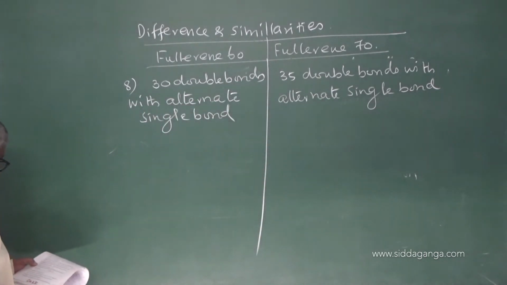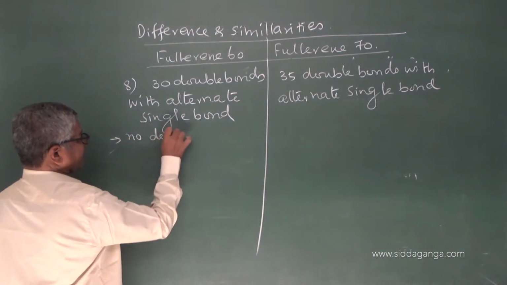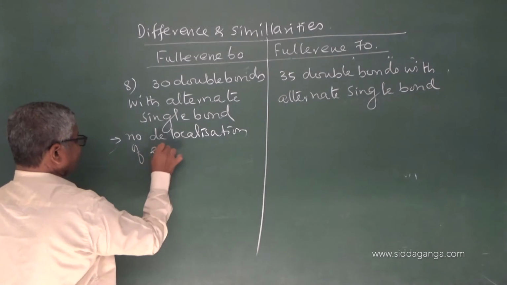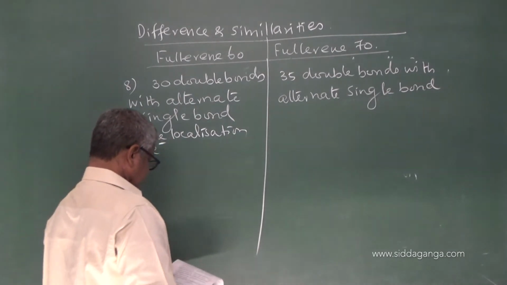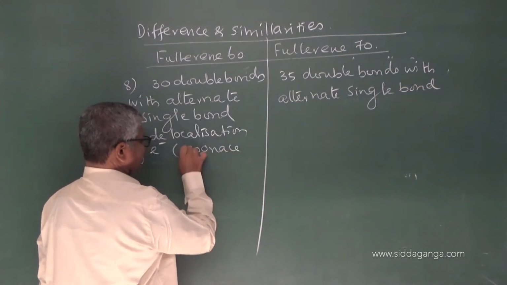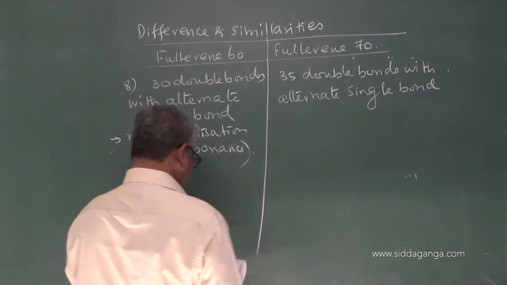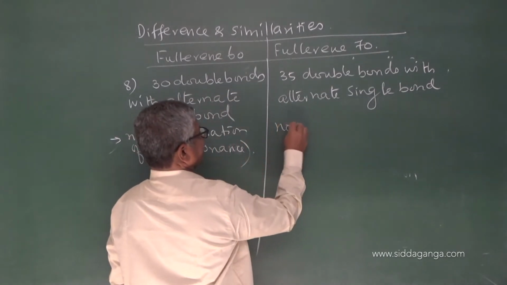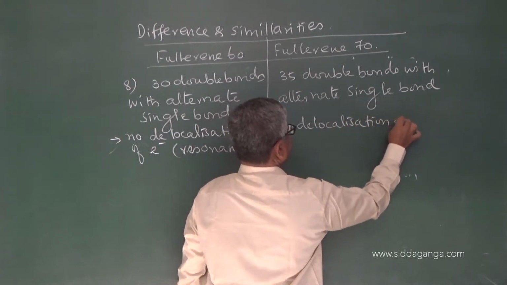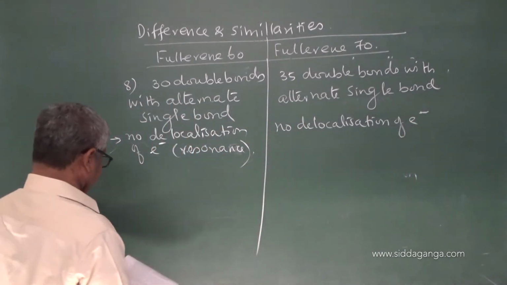Now, this gives no delocalization of electrons. In brackets, we can call it resonance. No resonance is possible with fullerene 60. This also has no delocalization of electrons.